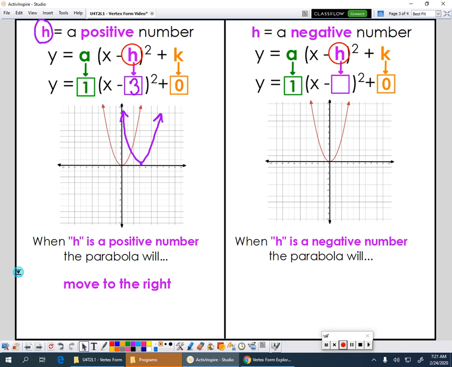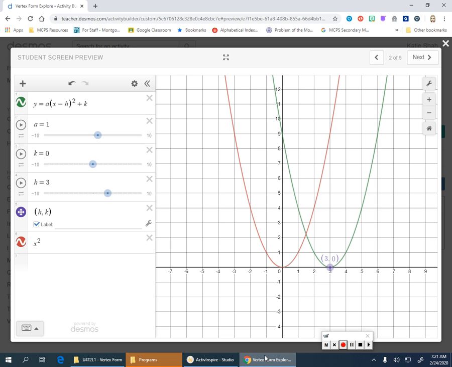We'll take a guess then. What do you think is going to happen when we put in a negative number? This time I'll put in -3. So when I put in -3, I could write it like this, x minus -3. But the shortcut way of writing minus -3 would just be to make this +3. Okay? So what do you think is going to happen when I make my h value a -3?